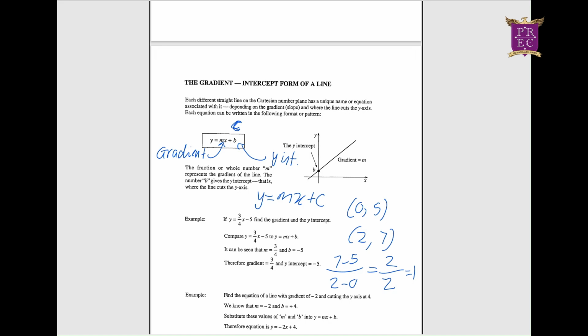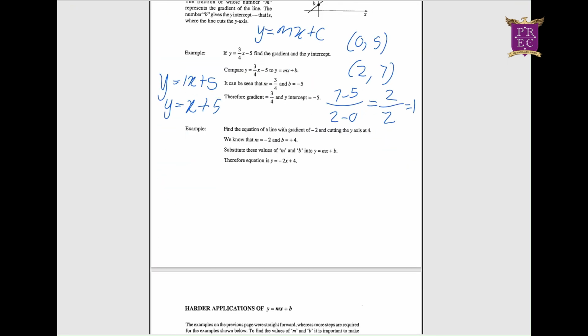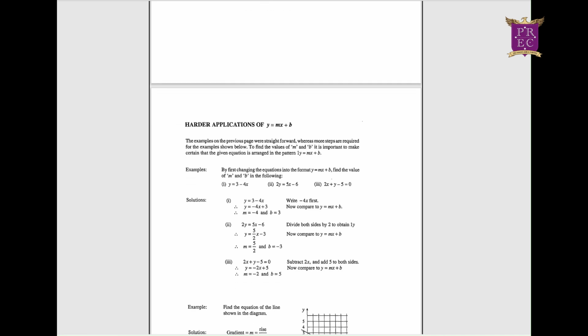And we also know that the y-intercept is 5, because whenever the x-coordinate is 0, the y-coordinate will be the y-intercept. So we can write our equation as y is equal to 1x plus 5, but we don't usually write 1x. We just write it as x, because the coefficient of any pronumeral by itself is 1, plus 5. And that's our equation. Makes sense? Alrighty, let's keep going.